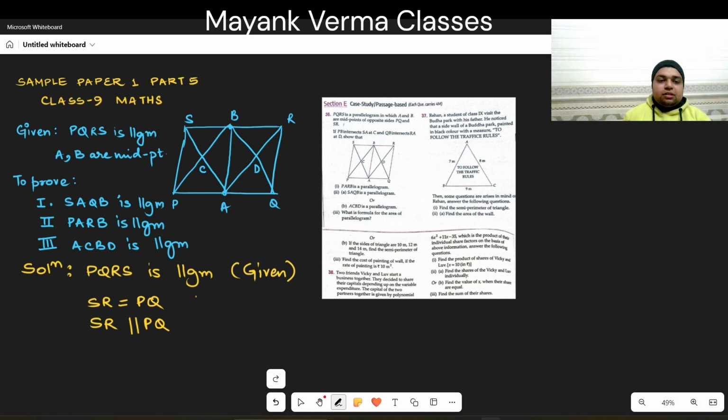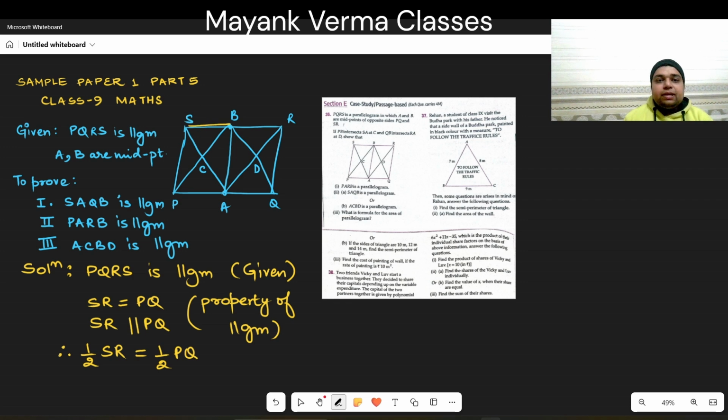So that means this is a property of parallelogram. Now I can also say therefore half of SR is equal to half of PQ, right? So half of SR will be SB and half of PQ will be AQ. Reason? Because A and B are midpoints.